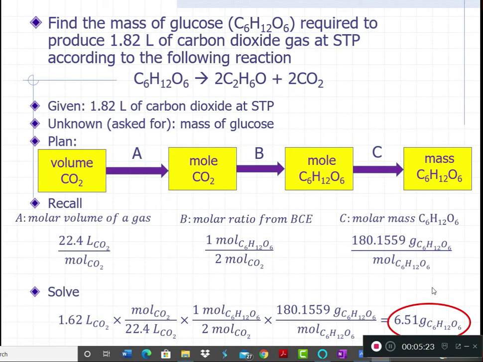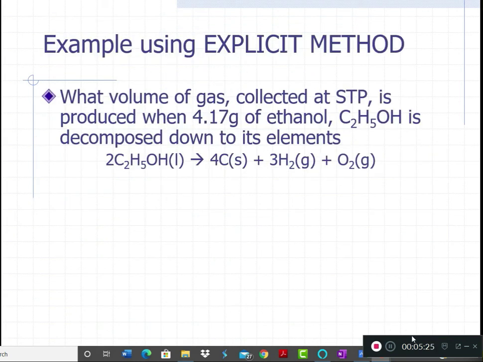Now, for the second example problem, it's a little different, okay? It's a little bit different because one of the things I want you to see is it says what volume of gas. It doesn't say which gas, it just says total gas.